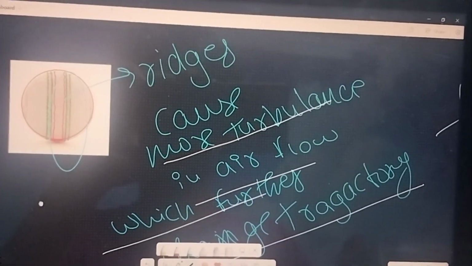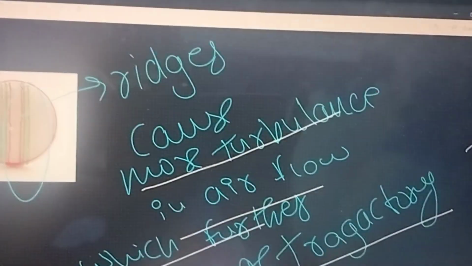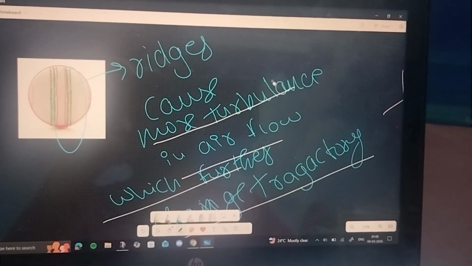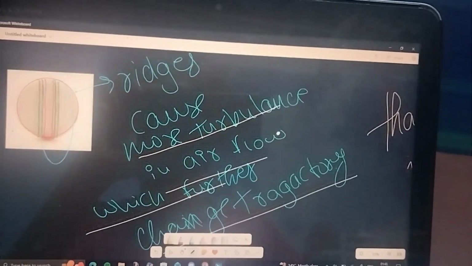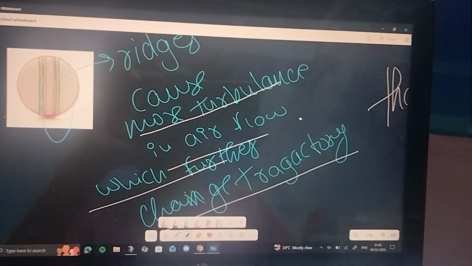And one more thing, if you look closely at a ball, it has ridges, right? These ridges cause more turbulence in the airflow, which further changes the trajectory of that ball.